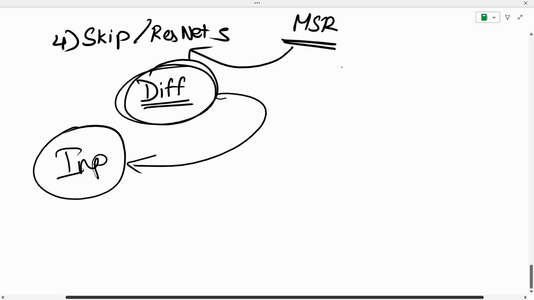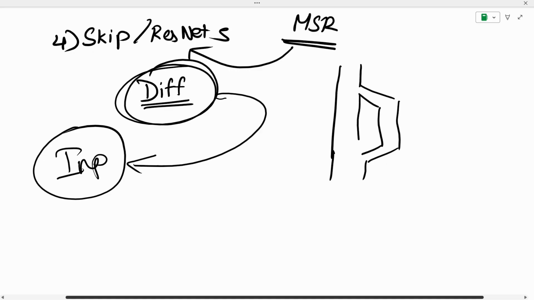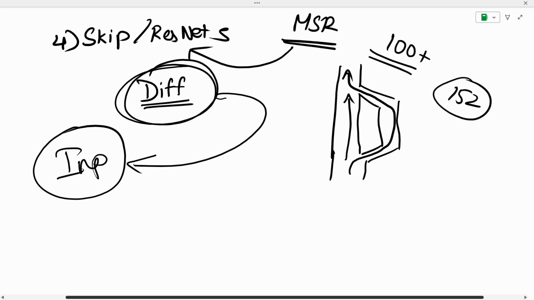It's like building express lanes on a highway. If the traffic gets stuck on the highway, you can divert people through the expressway instead of going straight through. This breakthrough let people train networks with over 100 layers, and the original ResNet paper showed 152 layers working. Today networks with over 1,000 layers also exist. So skip connections completely shattered the depth barrier.